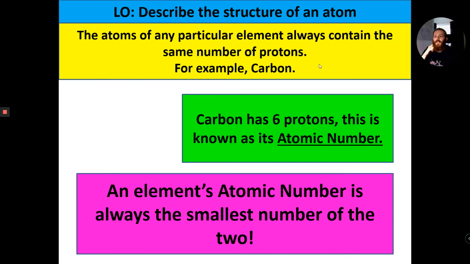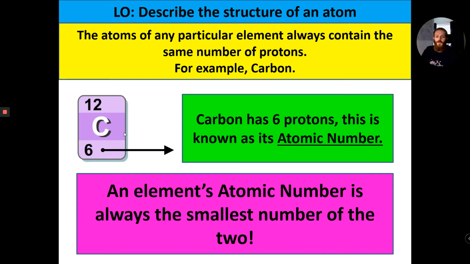So the atoms of any particular element always contain the same number of protons. For example, carbon. So there's carbon, and there's a couple of numbers on there. You've probably seen something like this on the periodic table before. So carbon's got 6 protons, and this is known as its atomic number.